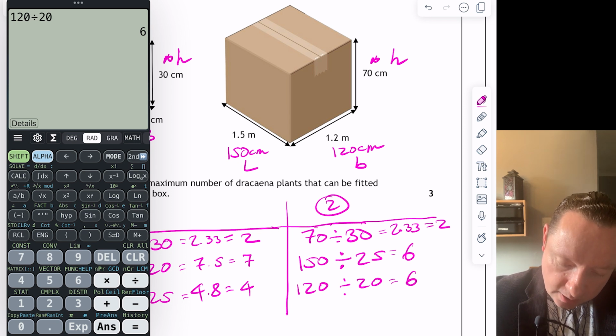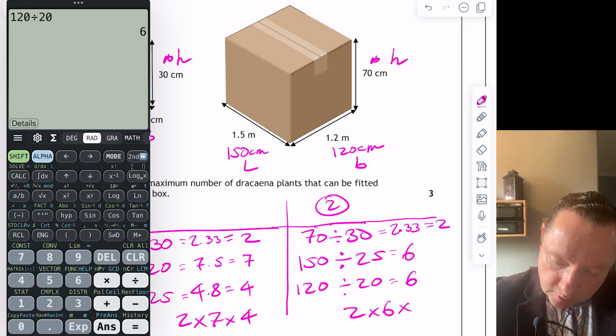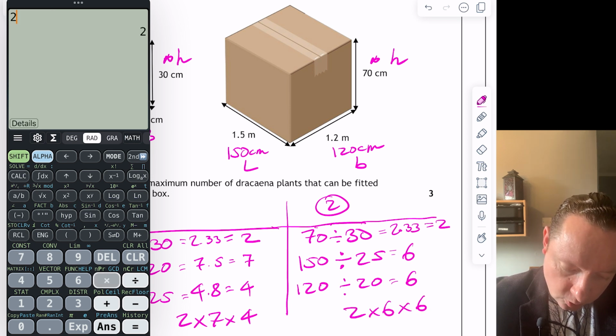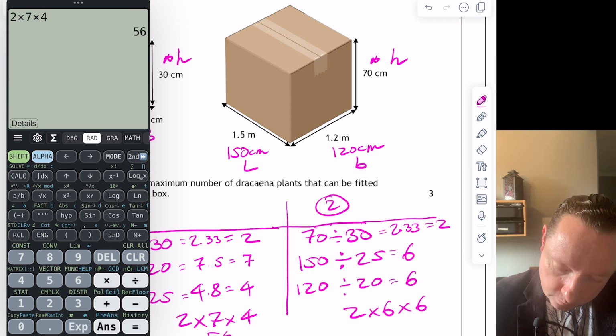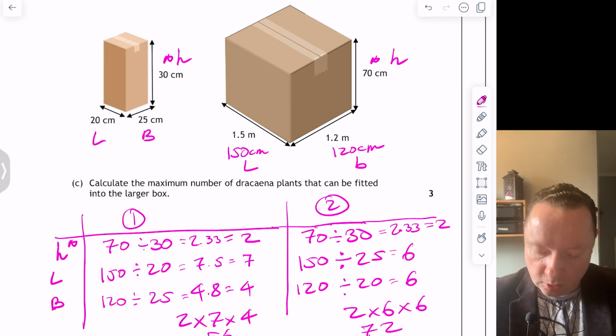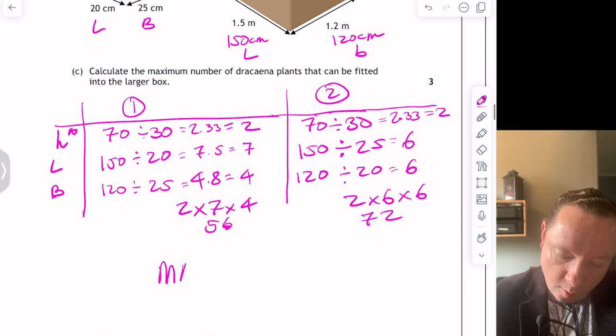So to get your number, you do the numbers times together for each option. 2 times 7 times 4, 2 times 6 times 6. So for the first option, 2 times 7 times 4 is 56. And the second option, 2 times 6 times 6 is 72. I pick a bigger number. So 72 is my max. So I just write that max equals 72, and we're done there.